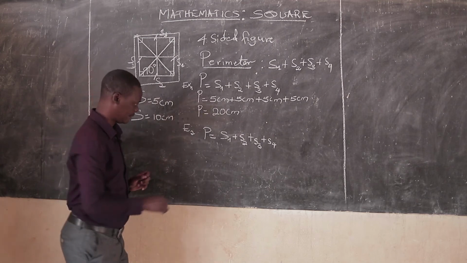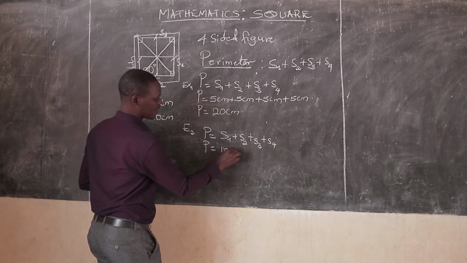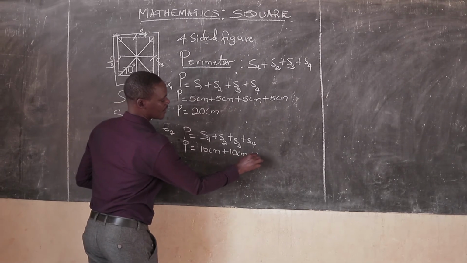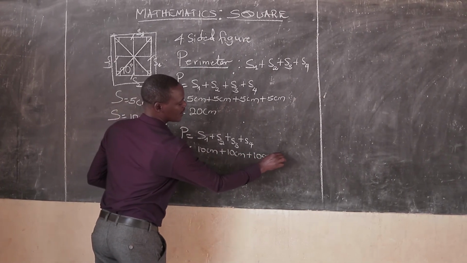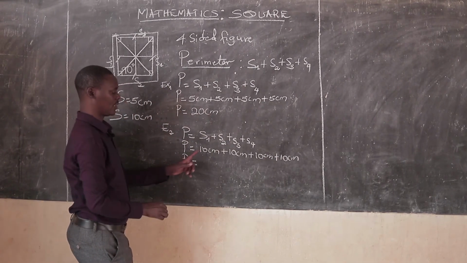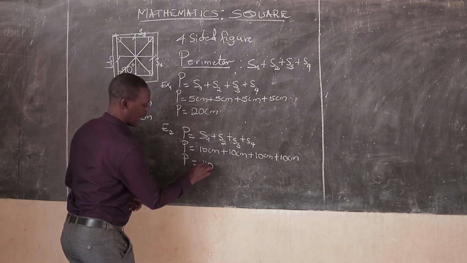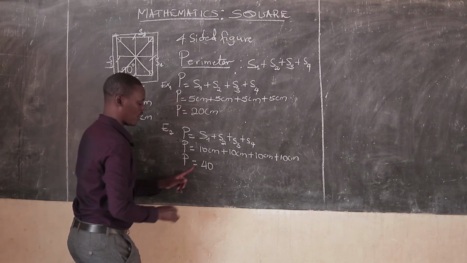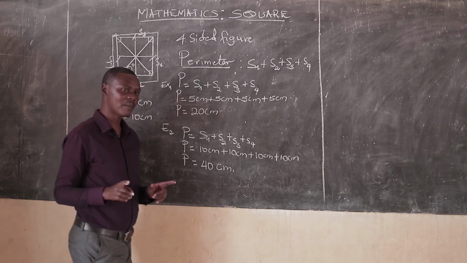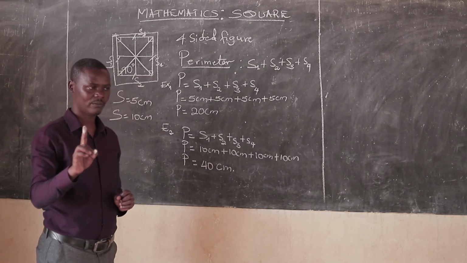Now let's add. Our perimeter is 10 centimeters plus 10 centimeters plus 10 centimeters plus 10 centimeters. This is to mean that 10 plus 10 plus 10 plus 10 is 40. Now our perimeter equals 40 centimeters. Now remember, the four sides are equal.